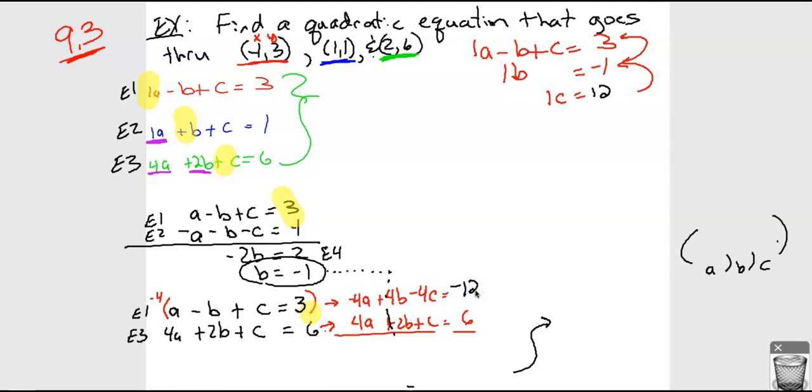All right, so now I'm going to add everything together. The a's cross out. This would be 6b minus 3c equals negative 6. But again, b is negative 1, so that's going to be negative 6 minus 3c, or negative 3c equals 0, which means c equals 0.